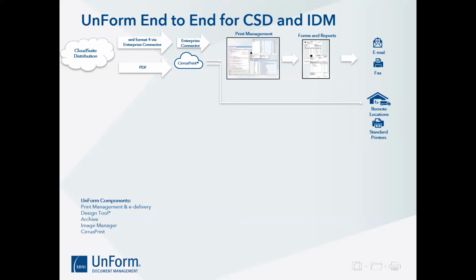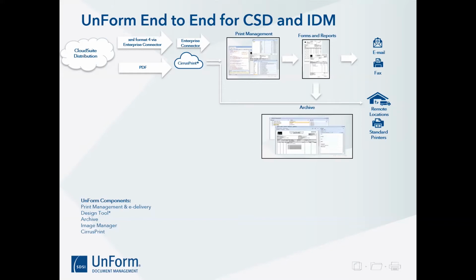The print process also submits documents to UnForm Archive. From there, APIs deliver the documents and appropriate attributes to IDM. In addition to being available in IDM, documents are also available in the UnForm Archive and can be retrieved from CSD inquiries via UnForm Chrome web extensions, which provide access to all documents related to the transaction with the click of a button.